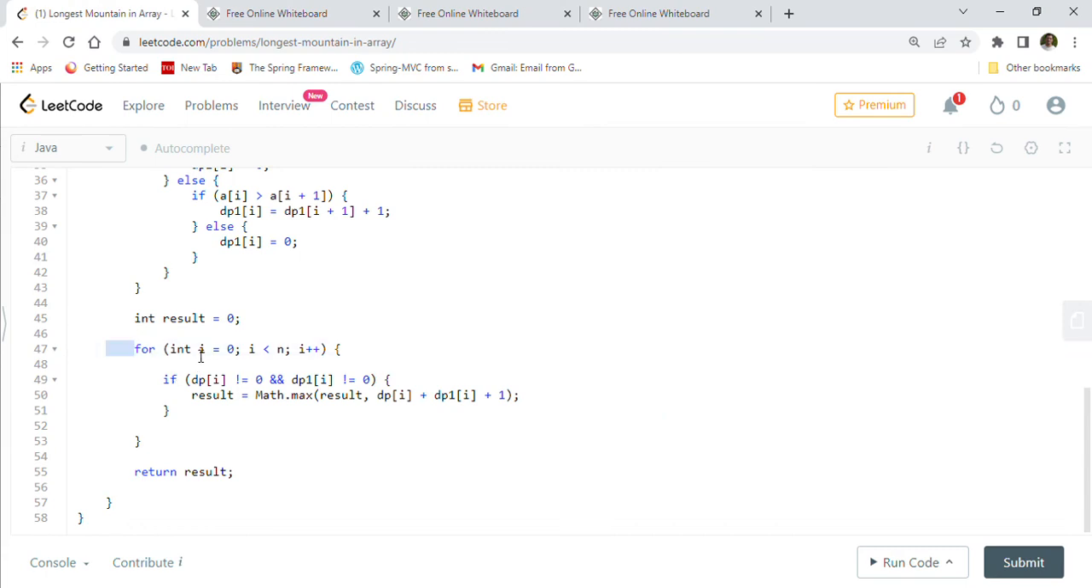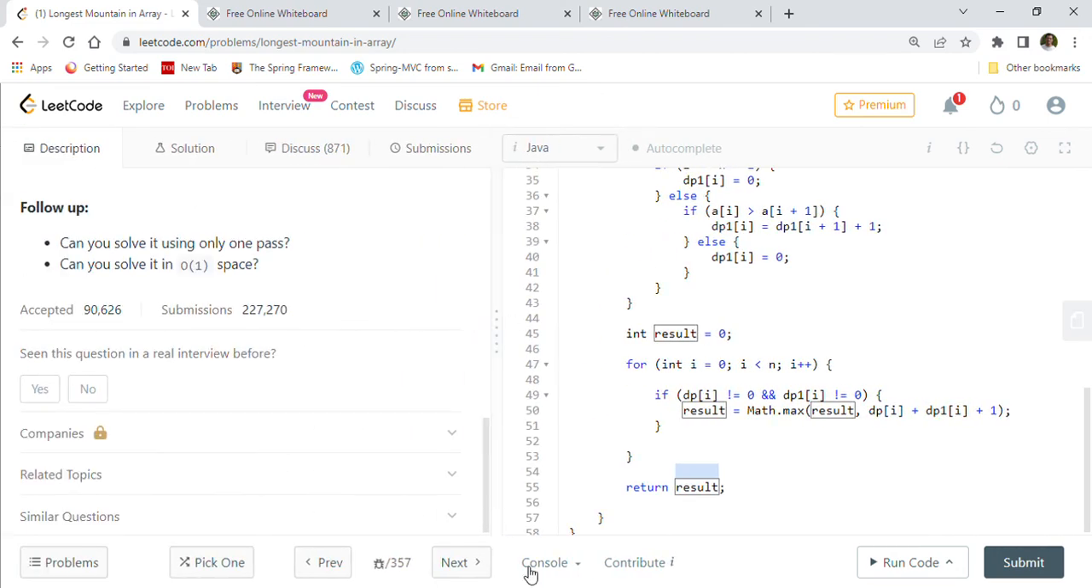As you can see, we are going from 0 to n. If dp of I is not 0 and dp1 of I plus 1 is not 0, which means these elements are going to contribute into our mountain array, then we consider them. It should not be 0, then only we will consider it. In that case we take dp of I plus dp1 of I plus 1 and add them, because we want to consider that element itself. We keep track of the maximum in result and return result, which gives us the longest length. So this is the approach.